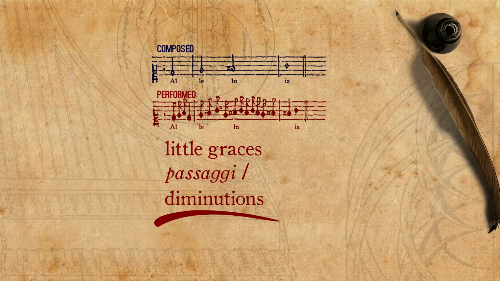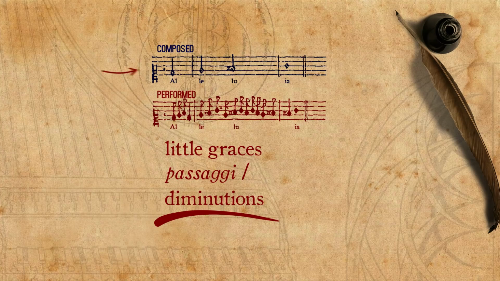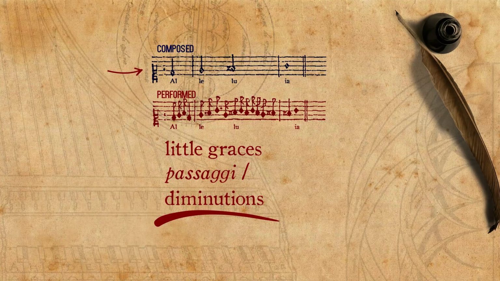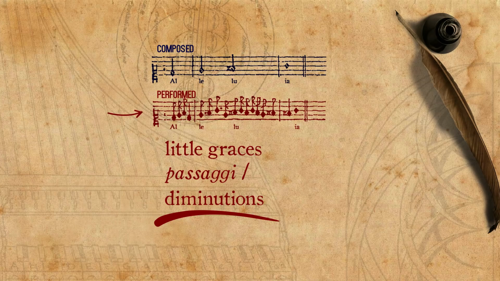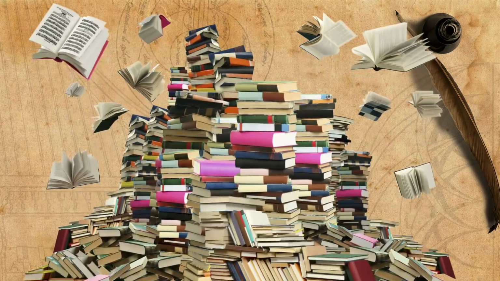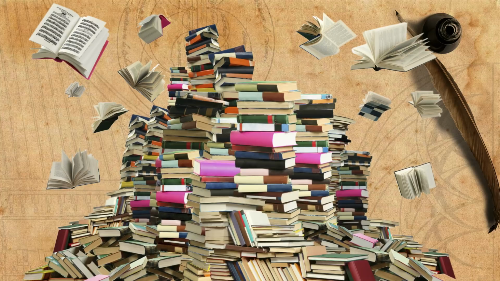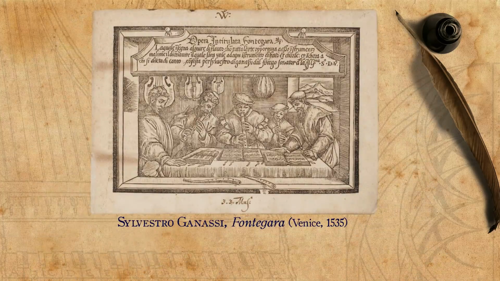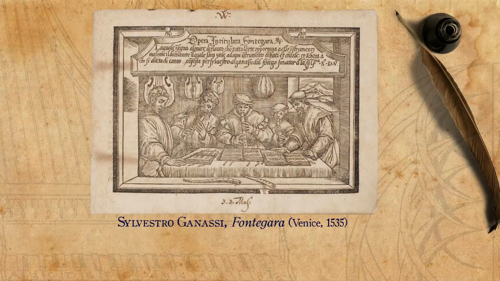The term diminutions refers to the fact that the note values, which are typically big to begin with, are diminuted, getting smaller, faster. This field of performance practice is by far the most rich in treatises. The earliest treatise in the 16th century is Silvestro Ganassi's Fontegara from 1535.